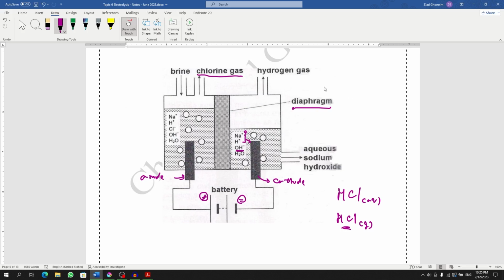Another important product is also hydrogen gas. Hydrogen gas is used in making nylon and hydrogen peroxide, H2O2, which is a very strong oxidizing agent, to harden vegetable oils to make margarine, as a fuel in hydrogen fuel cells, and in making ammonia by the Haber process, which we'll talk about later.